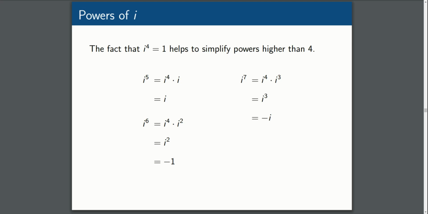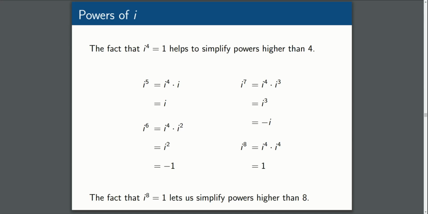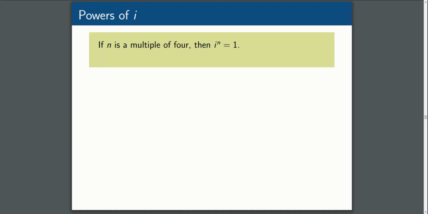Okay, next I laid out the work for i to the seventh. It equals minus i. Here's i to the eighth. And notice that I'm back at the value 1. And then the fact that i to the eighth equals 1 will let us simplify powers higher than 8. The same pattern continues forever. And so what we can say is that any multiple of 4, well, if we have i raised to that power, then that answer will be 1. We can then apply this idea to simplify any integer power very easily.